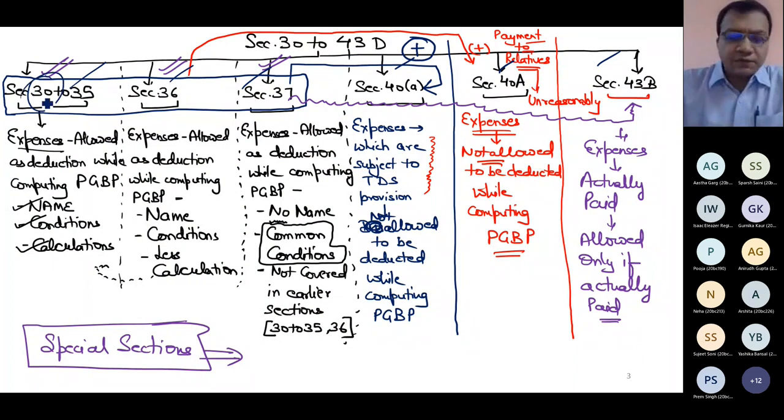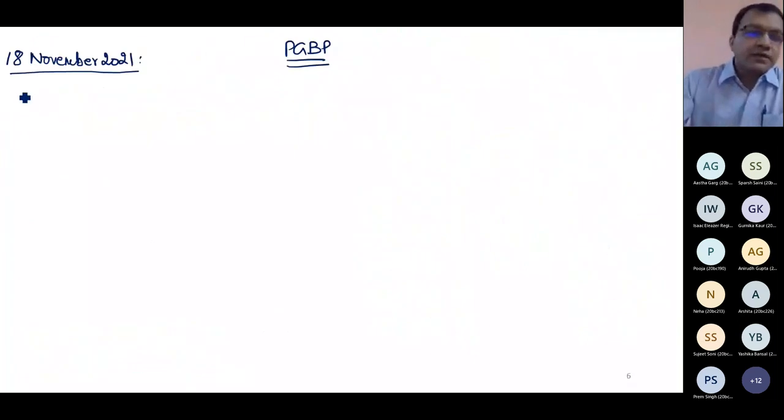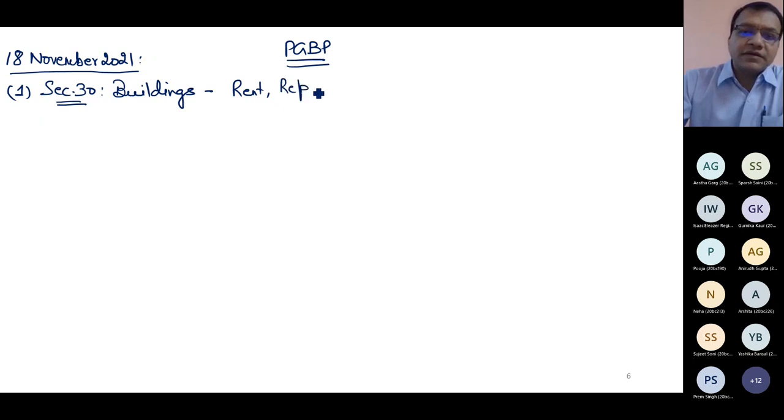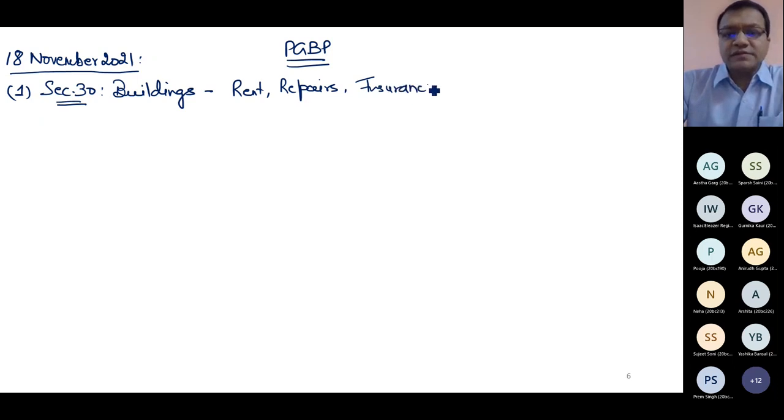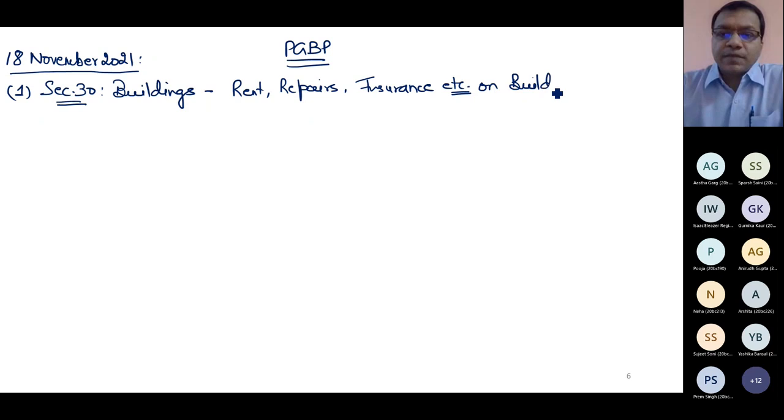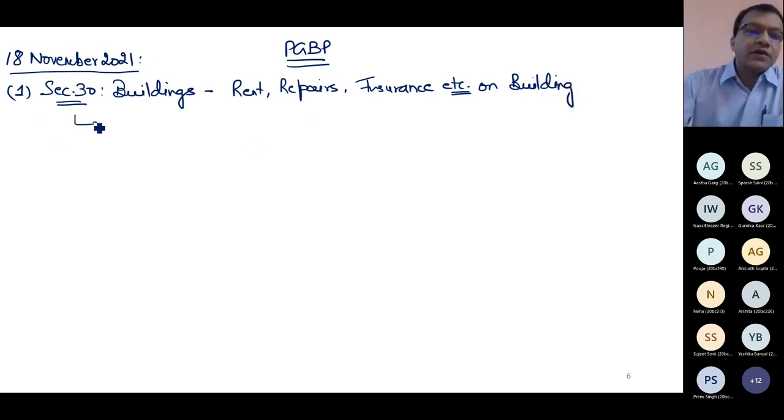So I'm starting directly with my first section, section 30. These are the headings technically. Section 30 is related to buildings in which you are doing your business: rent, repairs, insurance, etc. related to the business, related to the building. Section 30 says it is allowed as deduction. That's it. Such expenditure is allowed. There is no problem.